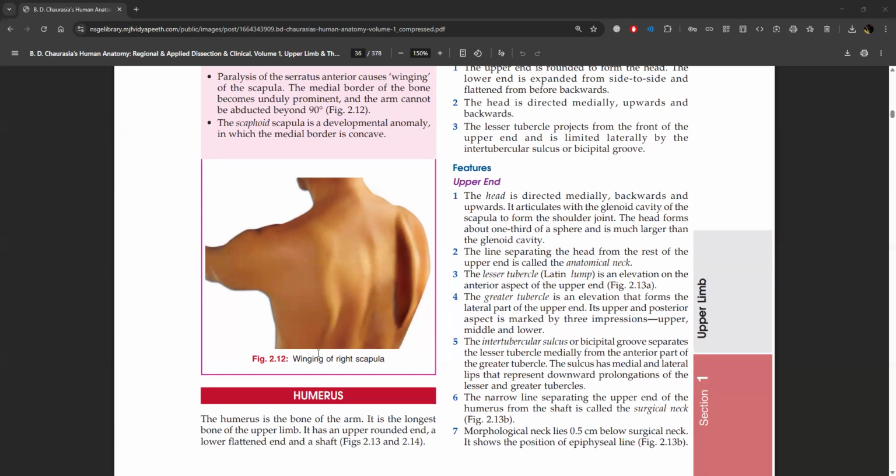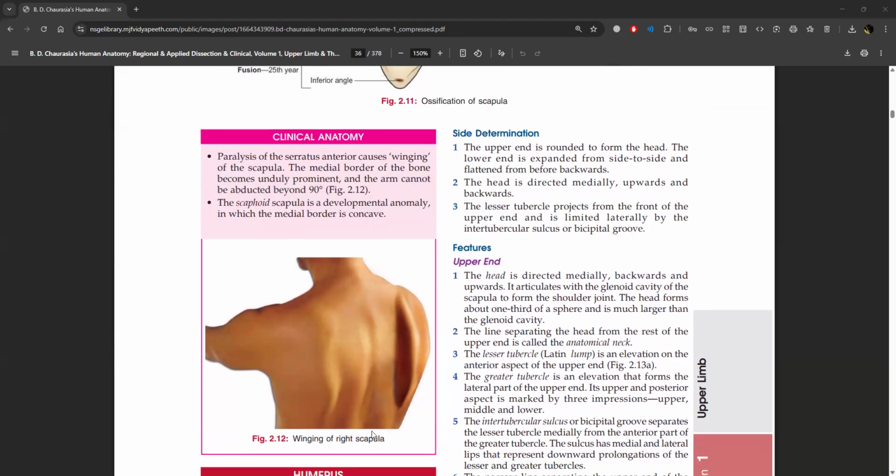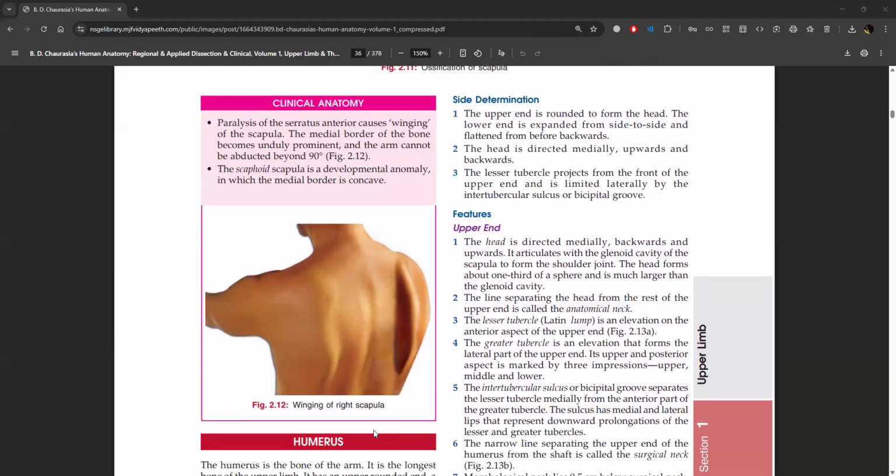Humerus. The humerus is the bone of the arm. It is the longest bone of the upper limb. It has an upper rounded end, a lower flattened end, and a shaft. Figures 2.13 and 2.14. Side determination. Number 1. The upper end is rounded to form the head. The lower end is expanded from side to side and flattened from before backwards.